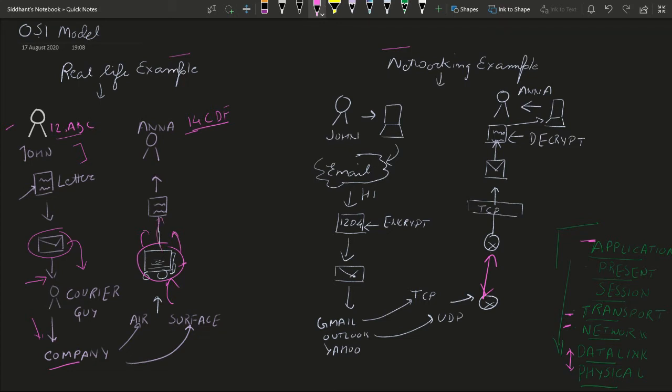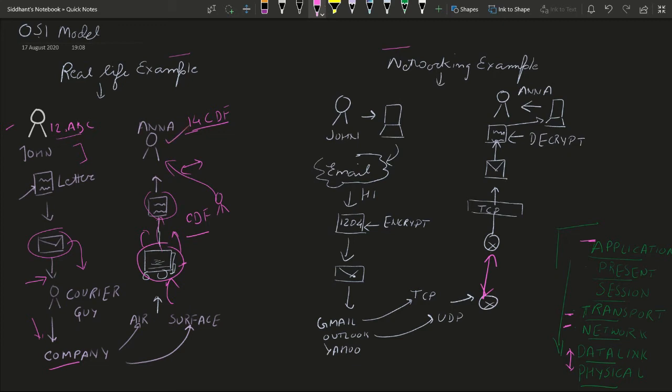As soon as the truck reaches CDF Street, a courier guy will pick up the envelope. Then he will deliver it to Anna. Now Anna will open up the envelope and find the message. So opening up the envelope is decrypting the data. The courier guy will close up the session, or he will mark delivery as complete. So the session will close, the order will be completed, and Anna will receive her letter.